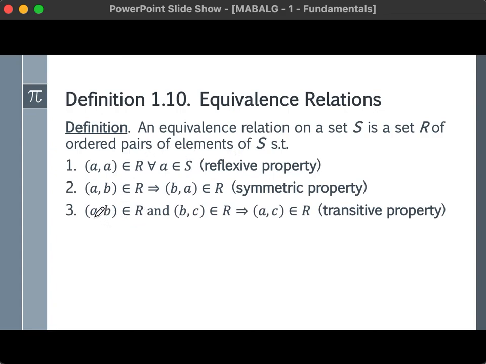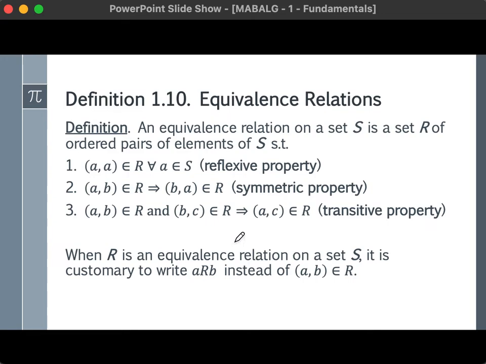For number three, (a, b) is in R and (b, c) is in R implies that (a, c) is also in R. So that's your transitive property. When R is an equivalence relation on a set S, it is customary to write this notation instead of (a, b) in R. So for number one, using this notation, a is related to a for all a in S, that's the reflexive property. For number two, if a is related to b, it implies that b is related to a, that's the symmetric property. For number three, if a is related to b and b is related to c, then a is related to c. So that's how we use this notation.